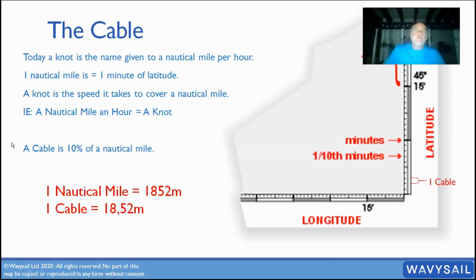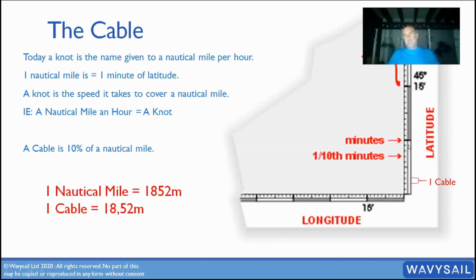If we take a nautical mile and we divide it by 10, remember our degrees, minutes, and a decimal of a degree is what we have for our lat and long. So we take our nautical mile and we divide it by 10. That's called a cable. The 10 cables to a nautical mile. So it's 185.2 meters. So if that's 1 nautical mile, 1/10 of it is 1 cable. So that's what a cable is.